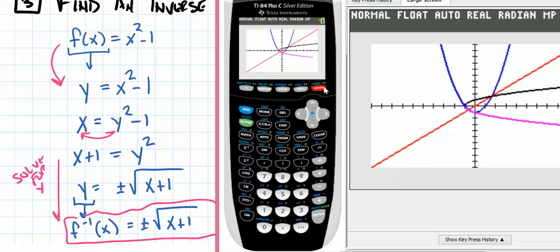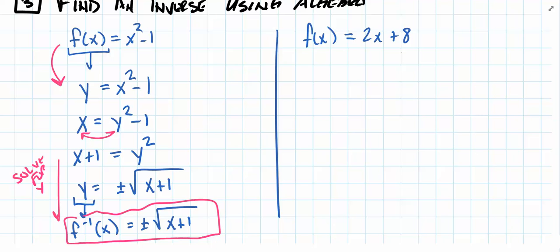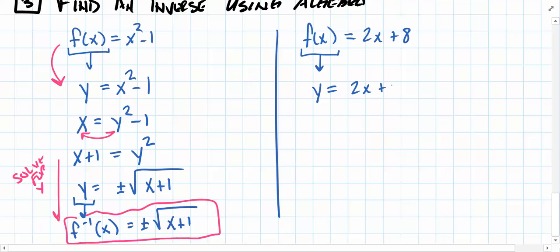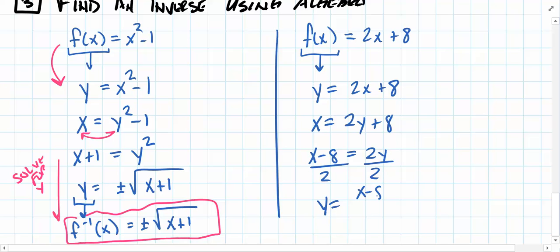Okay, let's practice this again. Here's f of x equals 2x plus 8. If I want to find the inverse function, what should I do first? Make that y. So y is 2x plus 8. Then what do I do? We're going to switch x and y. So x equals 2y plus 8. Then I solve for y. So x minus 8 equals 2y. We'll divide by 2. So y equals x minus 8 over 2. Therefore, we just found f inverse of x to be x minus 8 over 2.